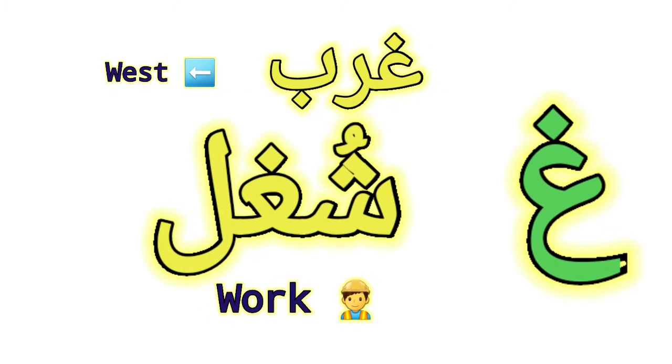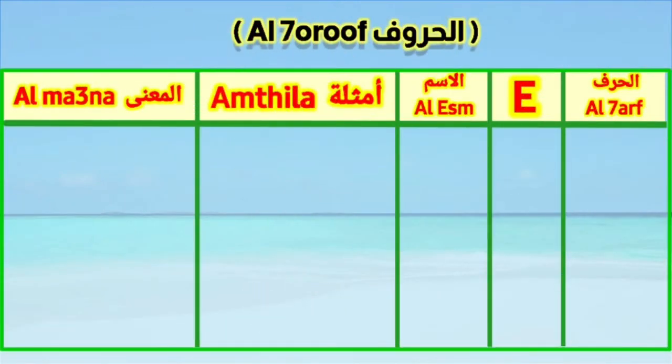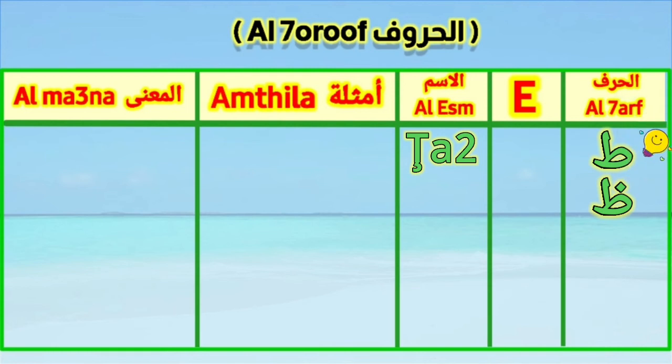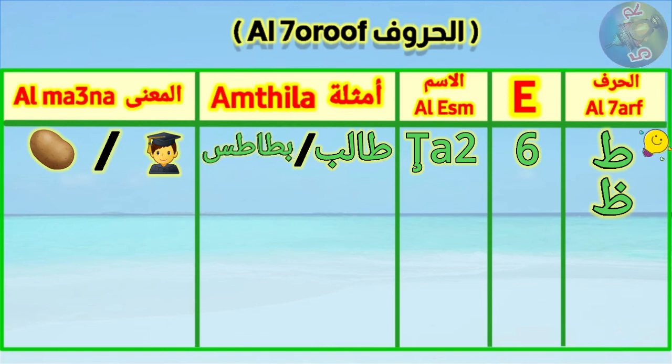And finally, let's go to our table again to fill out those last 4 important letters. The first two were ta and dha. The first one, اسم الحرف, ta, equivalent to. Here you go, bravo, there is no equivalent for it in English, it's a new sound. However, some people write it with number 6 in Franco-Arabi. You can recap my videos about Franco-Arabi if it's still a bit confusing for you. Amthila for ta, we said student is طالب, and potatoes is batatis.